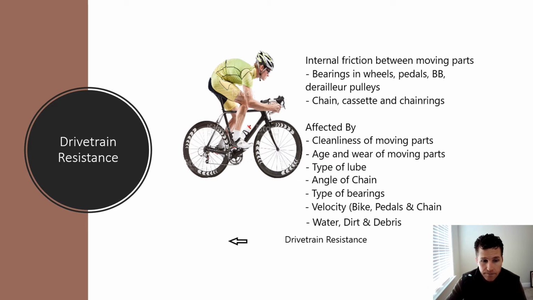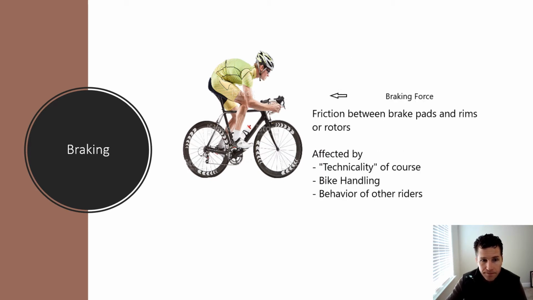So something to bring into the calculus when you make those decisions, whether to go 1x or 2x. And braking force, again, something that a lot of people don't think of, but it can really add up, especially when we're talking about courses that are very technical. Cyclocross is a great example, because there's often a huge difference if you look at the better bike handlers and the worst bike handlers, and look at how much energy is lost braking.